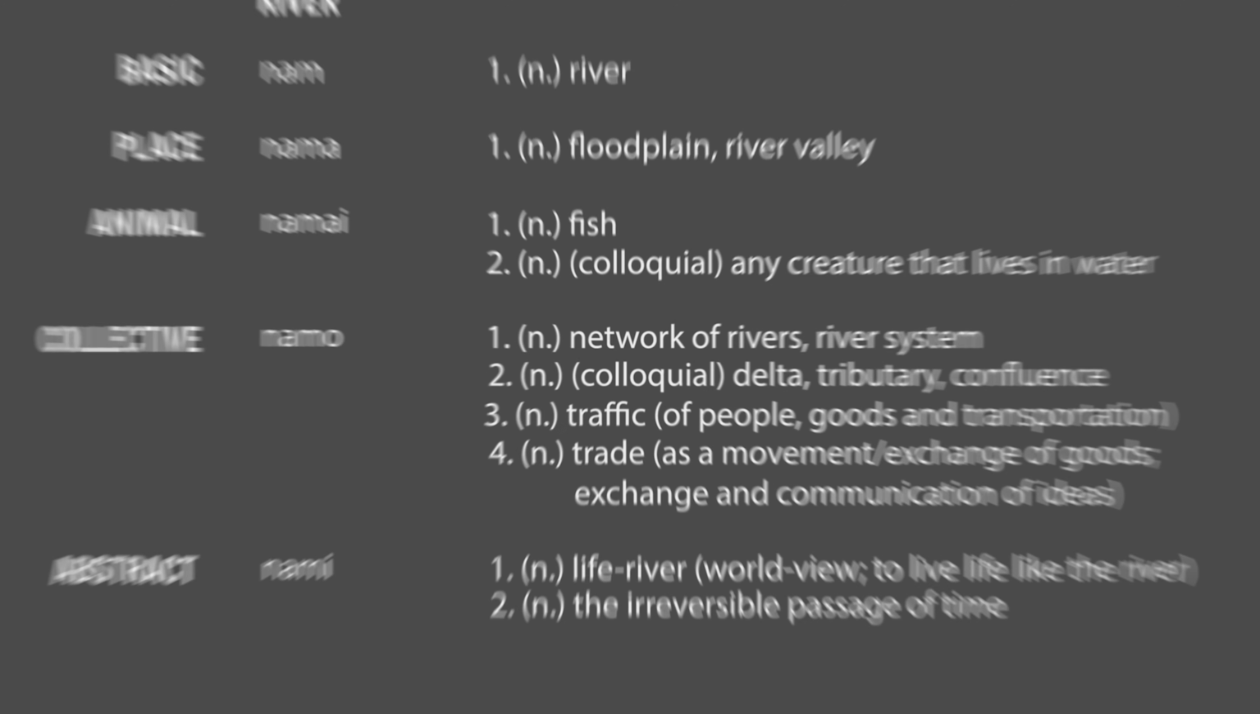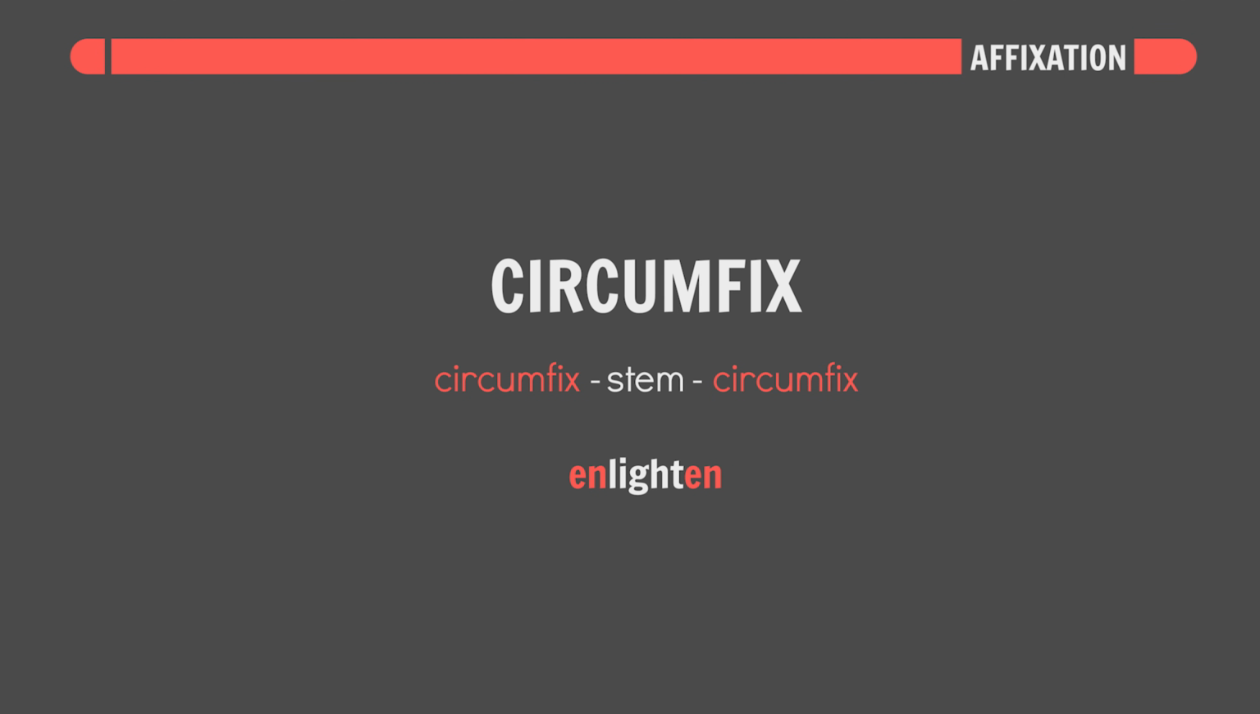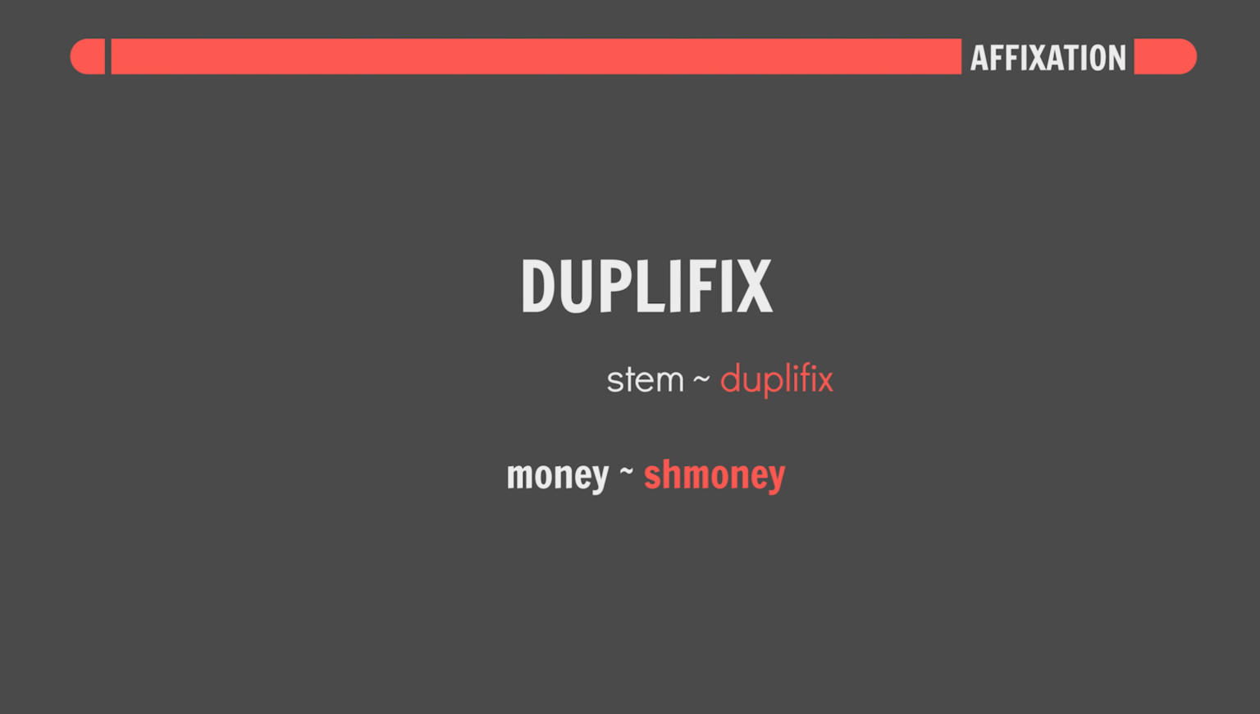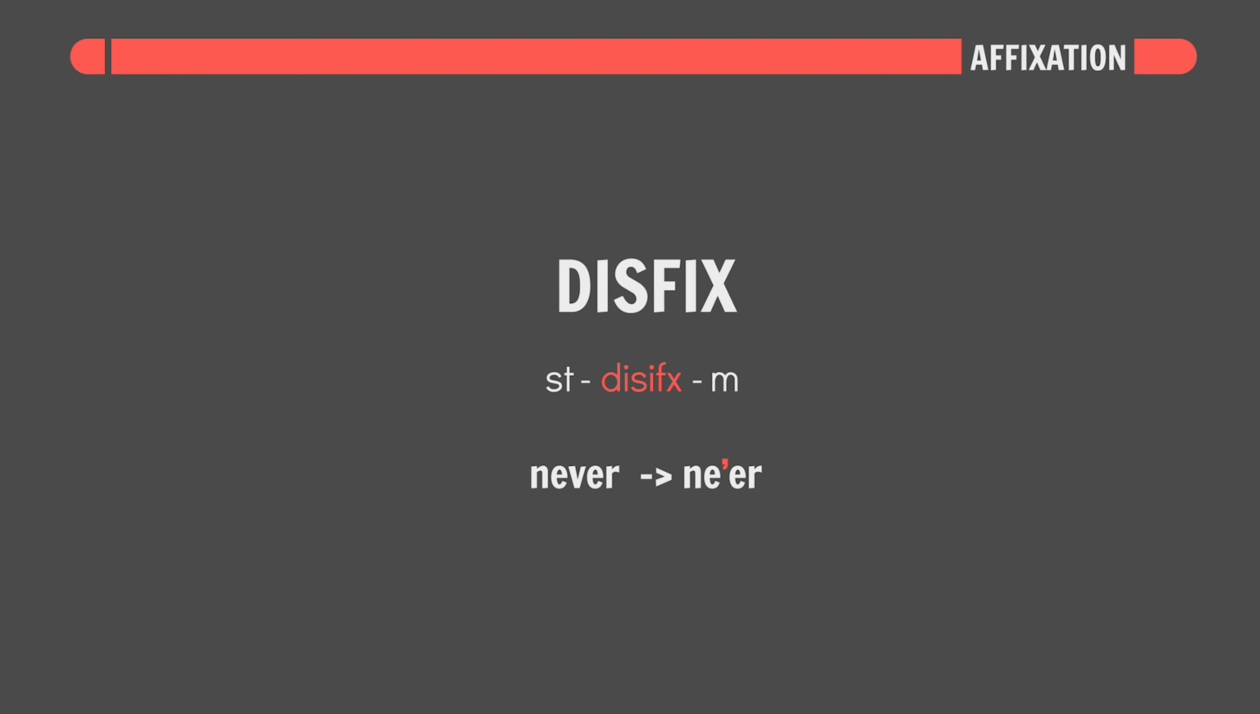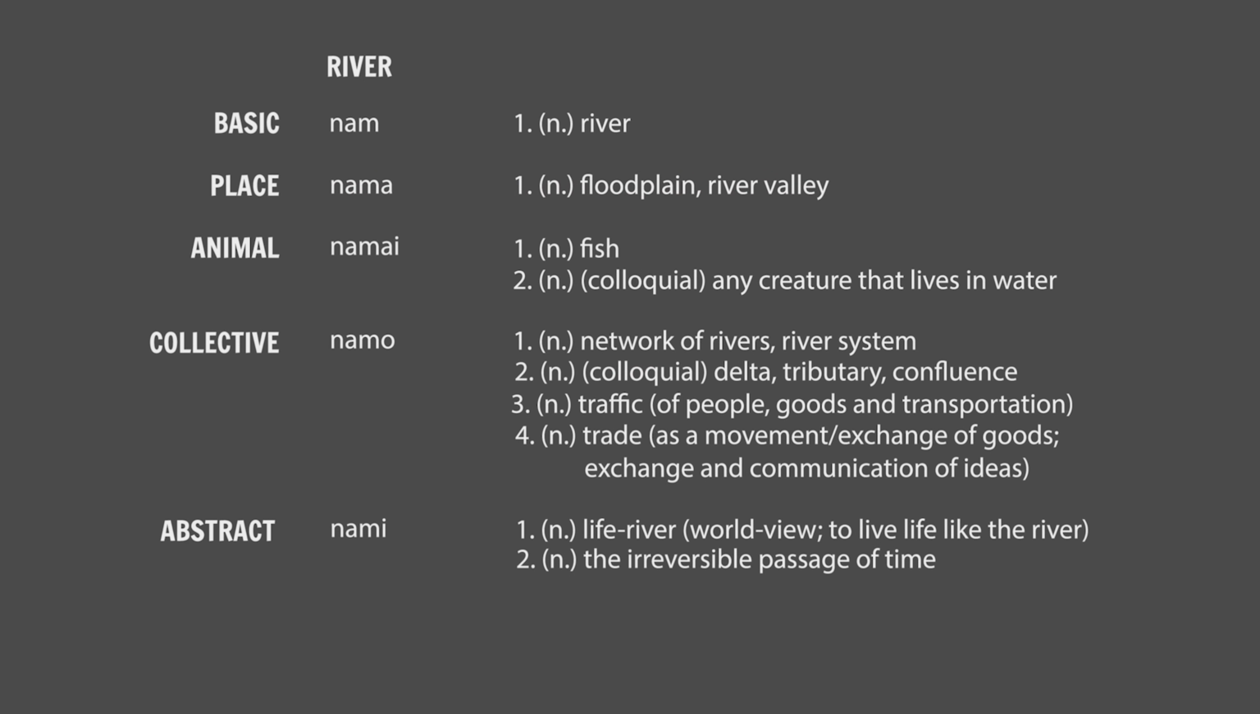Interestingly, many types of affixation exist. There's the well-known prefix and suffix, but also infix, circumfix, interfix, duplifix, transfix, simulfix, superfix, and disfix. Links in the doobly-doo. So if we're feeling adventurous, we could circumfix river place.